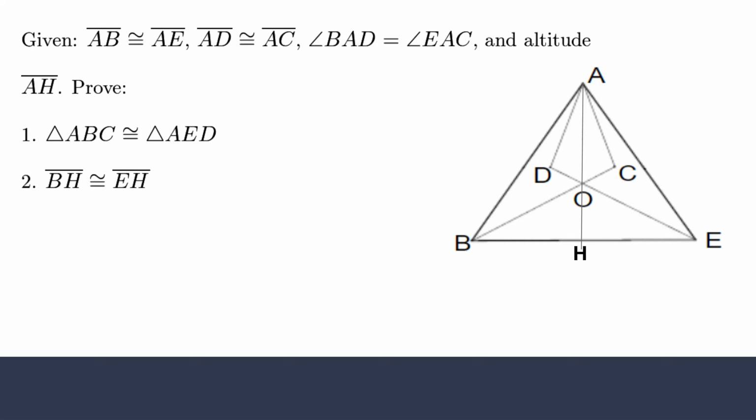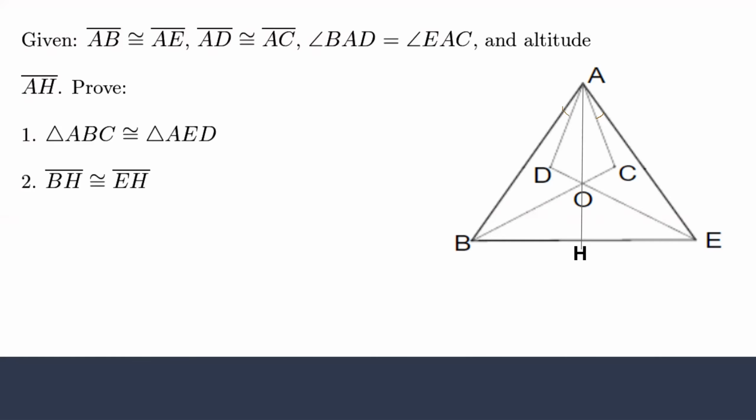Here we are looking at some more complex problem. In this question, given that the line AB is congruent with AE, and the line AD is congruent with AC, and the BAD angle, this angle, is congruent with the EAC angle, which is this angle. And AH is the altitude.